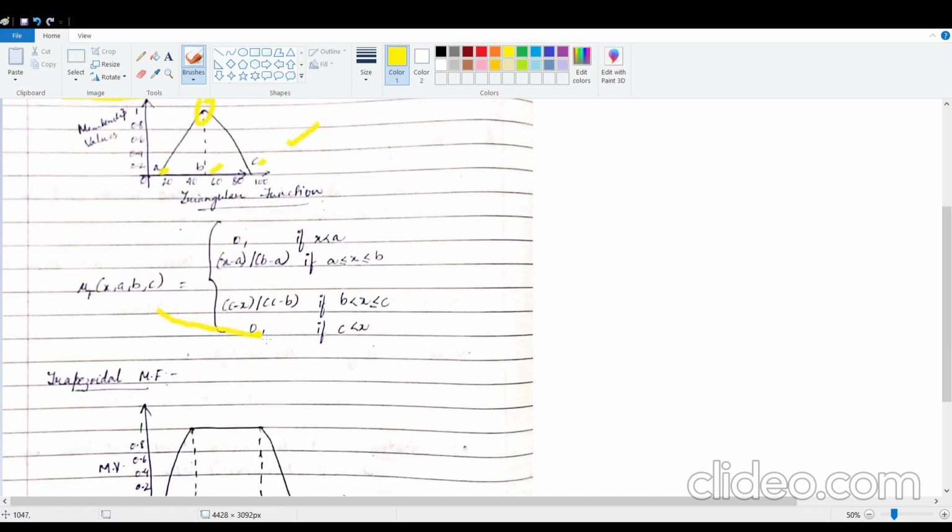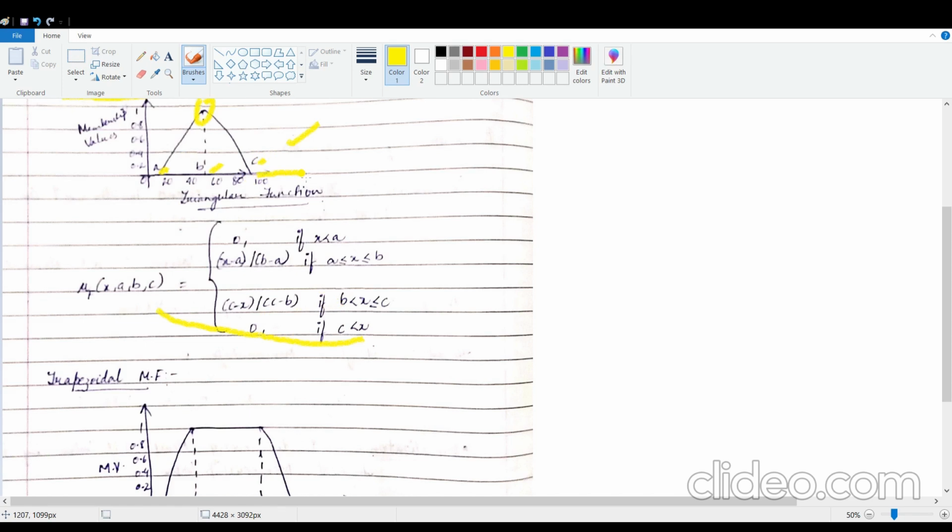So the definition is present over here. If x is less than a, you would be getting a value of 0, and then if it is between a and b, then you have an increasing line, that is the slope is always increasing, and between b and c the slope is decreasing, and if the x value is greater than c, then you can clearly see that it's again 0.